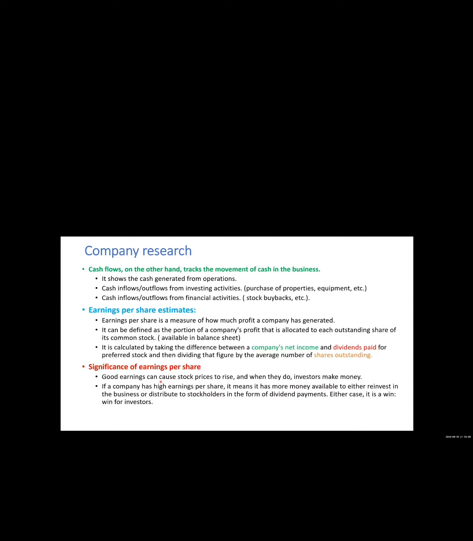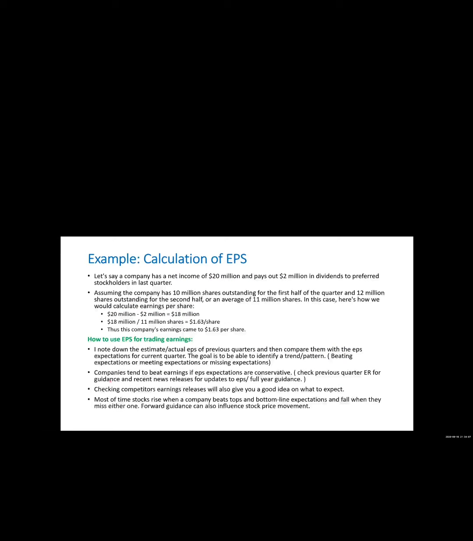Okay. Now let's see how to calculate earnings per share. Let's say a company has a net income of 20 million. In a quarter they got 20 million as the net income, and they paid out 2 million in dividends to preferred stock in the last quarter. Assume the company has 10 million shares outstanding.